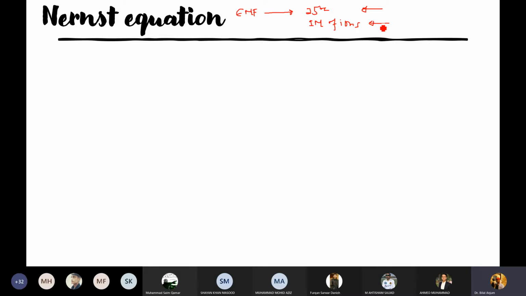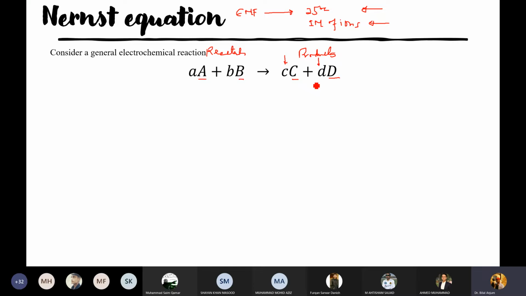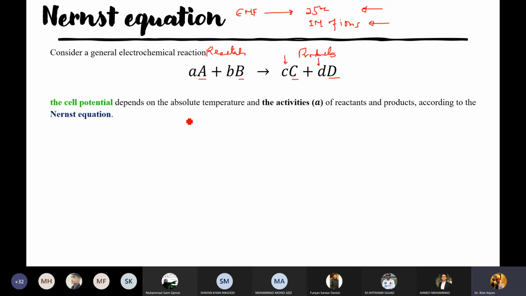Would the EMF series be still valid? No. In such a condition, you'll have to use what is known as Nernst equation. Let's say you have a generalized chemical equation written over here. A and B are the reactants having their respective moles as a and b, and capital C and capital D, they are the products, and these two are the respective moles for the products. For such a general electrochemical reaction, the cell potential will depend upon the absolute temperature and the activities of reactants and products according to Nernst equation. What is activities? We'll come to know of it.